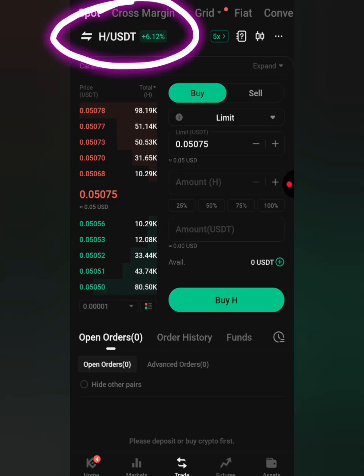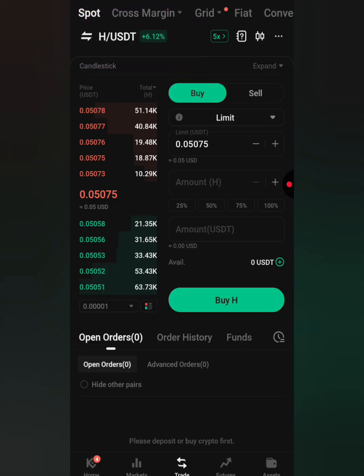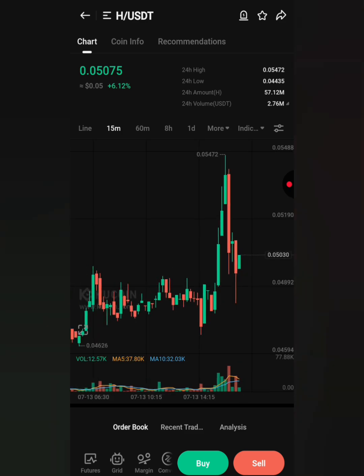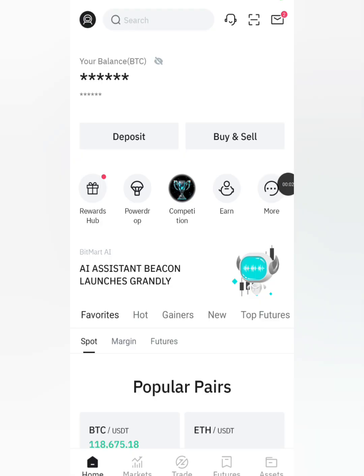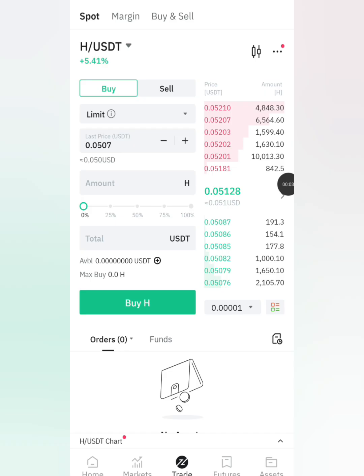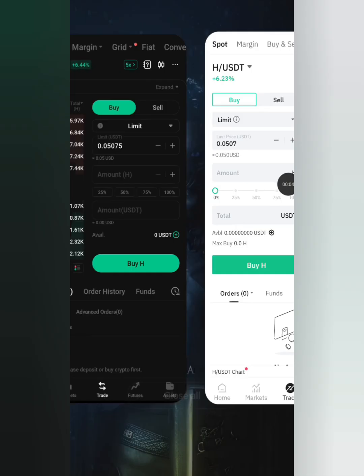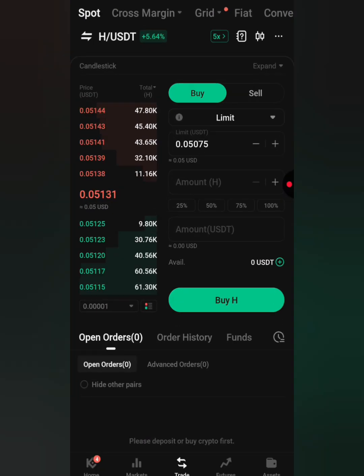And the H/USDT market right here on KuCoin has very good liquidity because it has a very good trading volume, okay? So let's also head over to BitMart. Coming over to BitMart, we'll also check for the token right here, okay? And the price right here on BitMart is actually higher than the price on KuCoin, okay? So let's quickly simulate this and see how profitable this will be, all right?